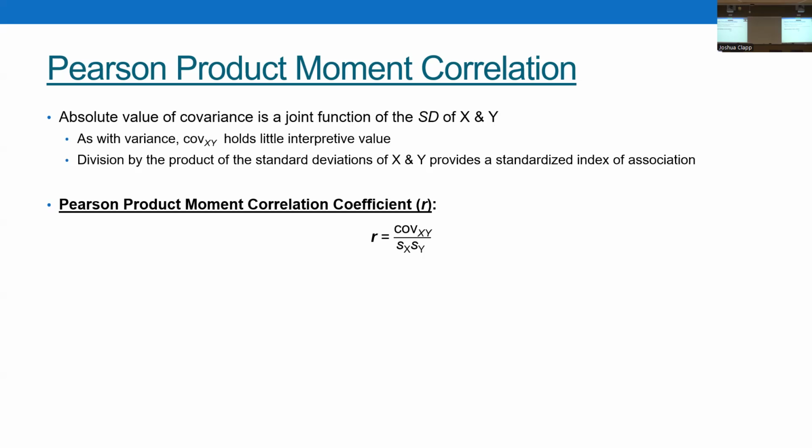But we know that covariance is a joint function of the standard deviations of X and Y. I can't look at a covariance and tell you if that means anything good. It's just a number, like if I were to look at sums of squares or variance, I can't tell you much. But what we can do is take the covariance and divide it by the product of the standard deviation of X and Y. This is going to standardize it and turn it into a Pearson correlation. Now all of a sudden I have a statistic that's bounded by -1 and 1, where the absolute value is very interpretable and very helpful in gauging the magnitude of an association.